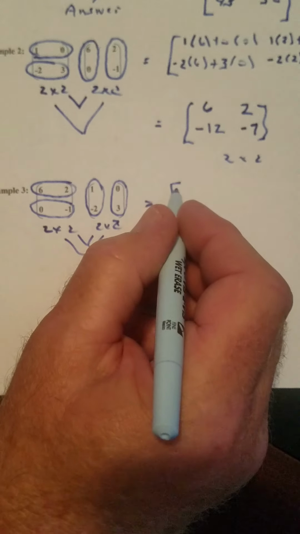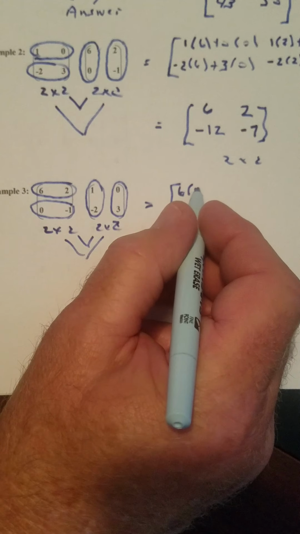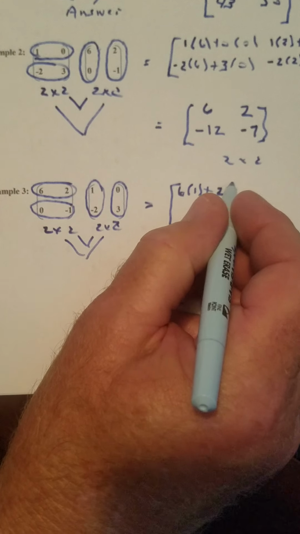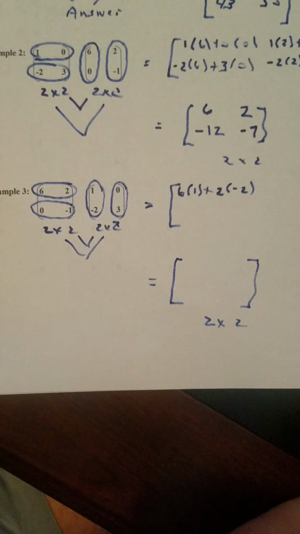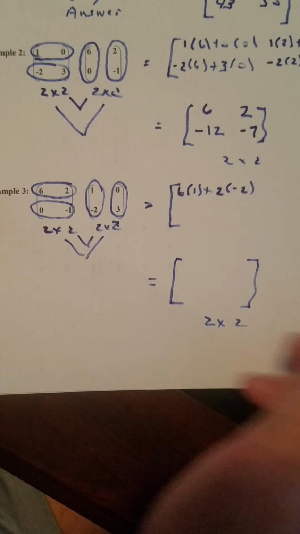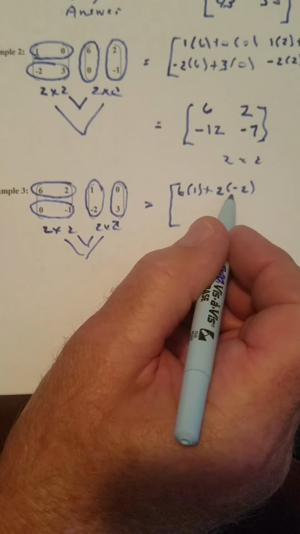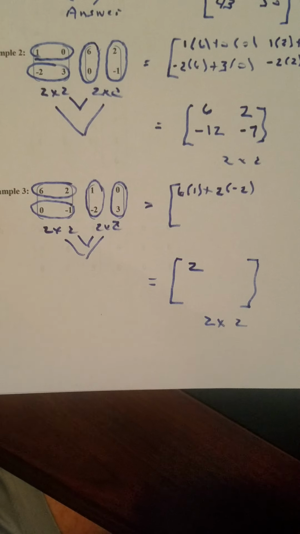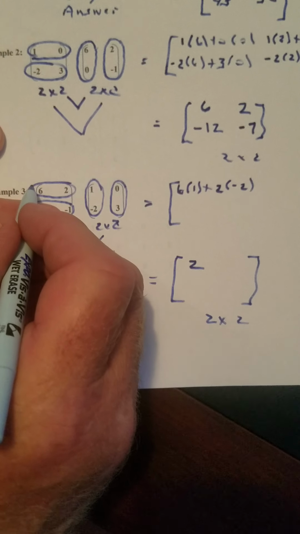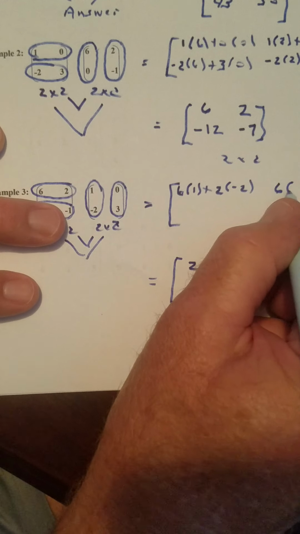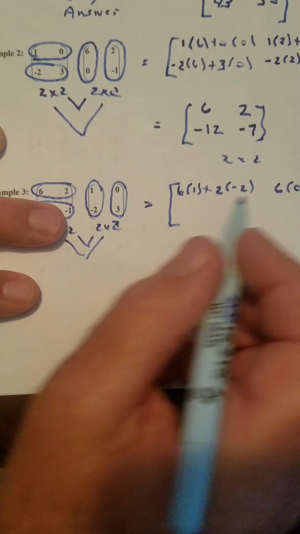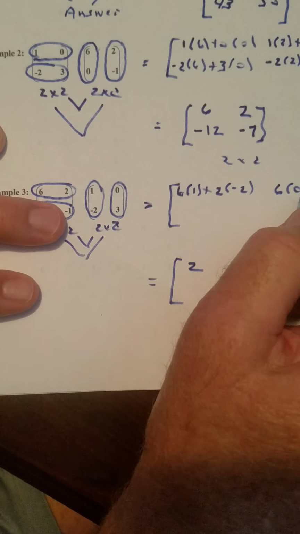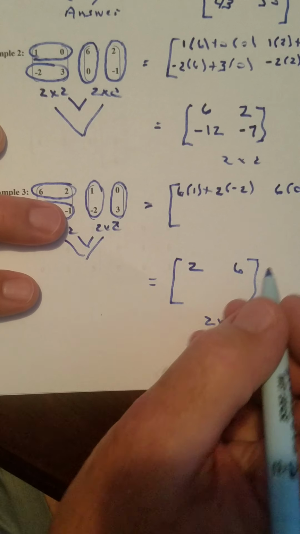Okay, I got 6 times 1 and 2 times negative 2. Try to stay organized on these because you'll get mixed up real quick. That's 6. That's negative 4. 6 plus negative 4 is 2. Then we're going to have 6 times 0 plus 2 times 3. 0 plus 6 is 6.